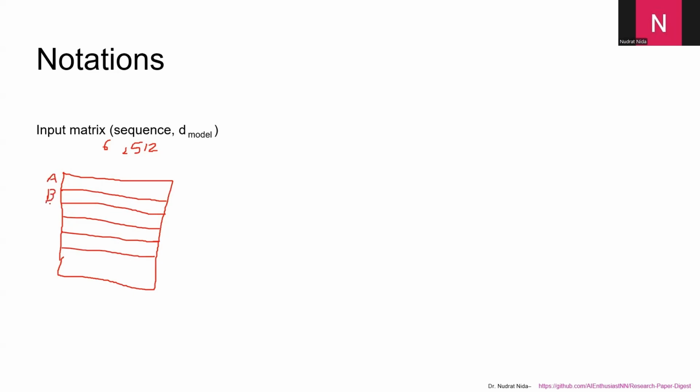So that is A, B, C, D, E, and F. These are the rows, and there are 512 columns present in this matrix: 1, 2, 3, all the way to 512. This is 512.